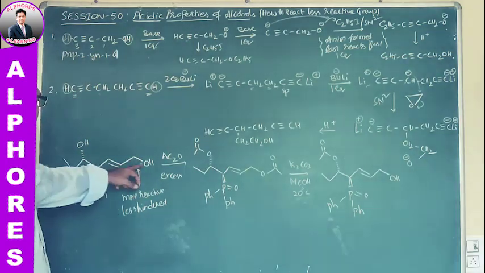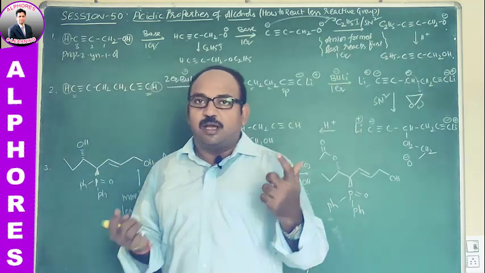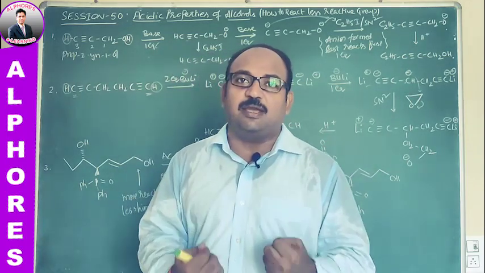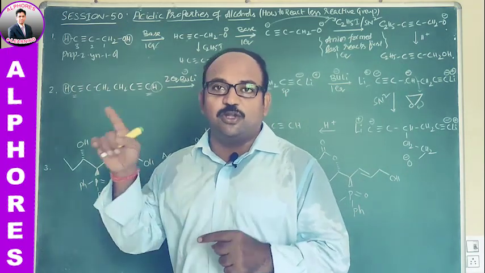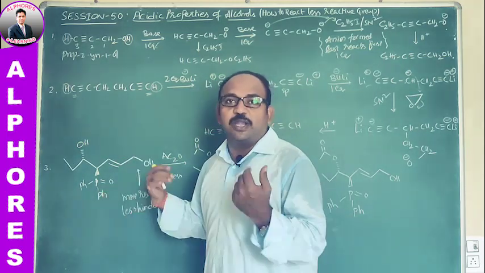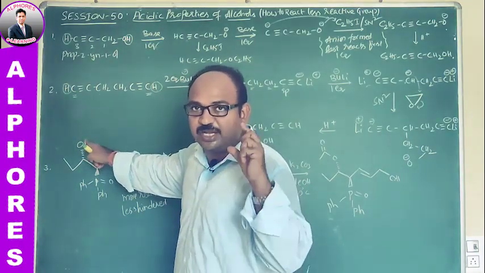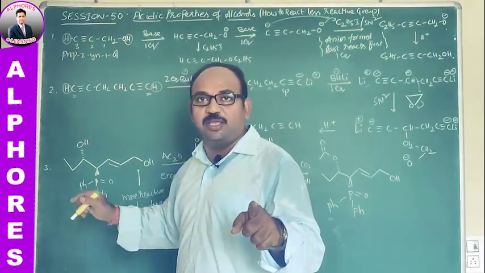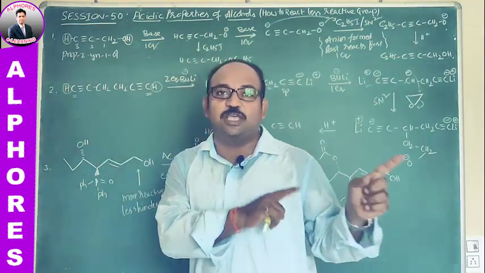In the third one, there are two OH groups. In the earlier case, two different hydrogens were there, of which the less acidic hydrogen was abstracted, and the carbanion formed took part in the reaction. But here in this case, both are OH groups. So how can you distinguish? It means I want substitution to take place at this oxygen only, rather than this oxygen. I don't want to see this one. I want this OH group to take part in the reaction.